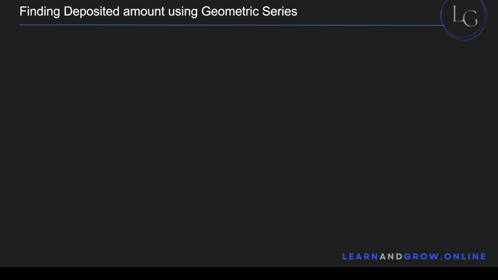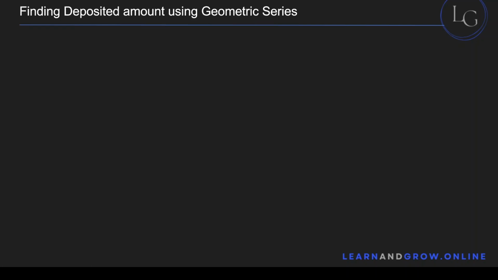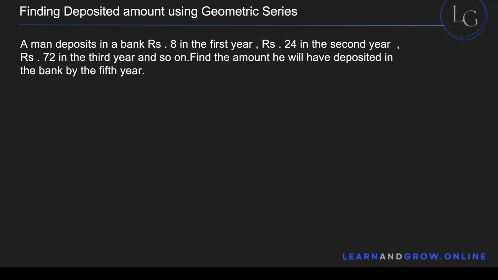So let's find the deposited amount using a geometric series. A man deposits in a bank rupees 8 in the first year. So this will be the first term of the series, and rupees 24 in the second year, and rupees 72 in the third year, and so on. Find the amount that you will have deposited in the bank by the fifth year.